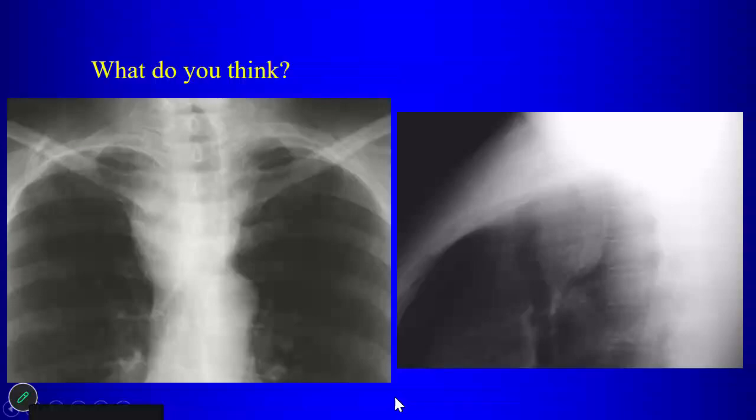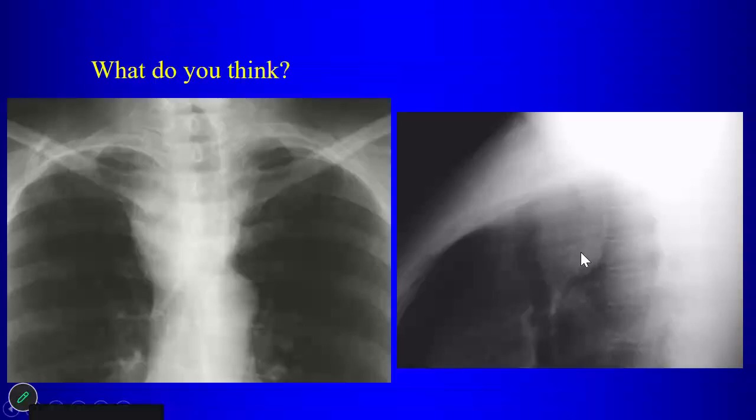So the finding on this chest radiograph, what do we have? With a negative cervicothoracic sign, deviation of the trachea. Yeah, so again, we have deviation of the trachea towards the left. On the lateral view, where's the mass? Posterior to the trachea. Yeah, so the mass is here, posterior to the trachea.